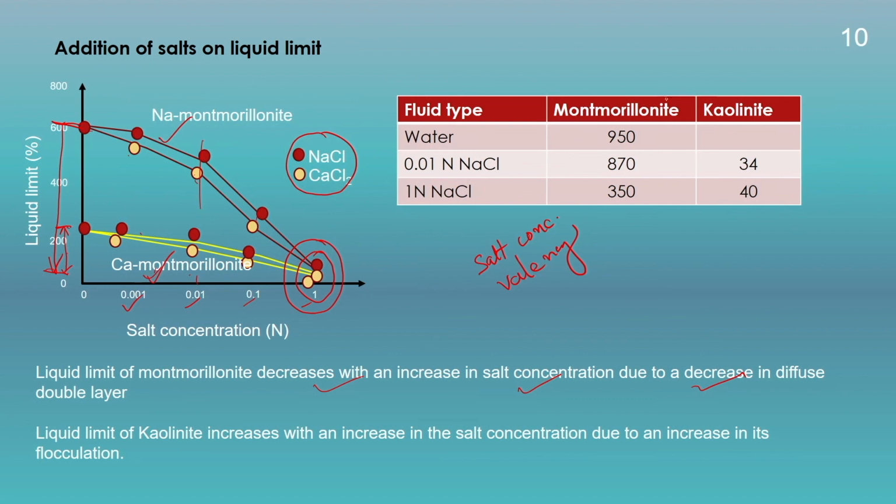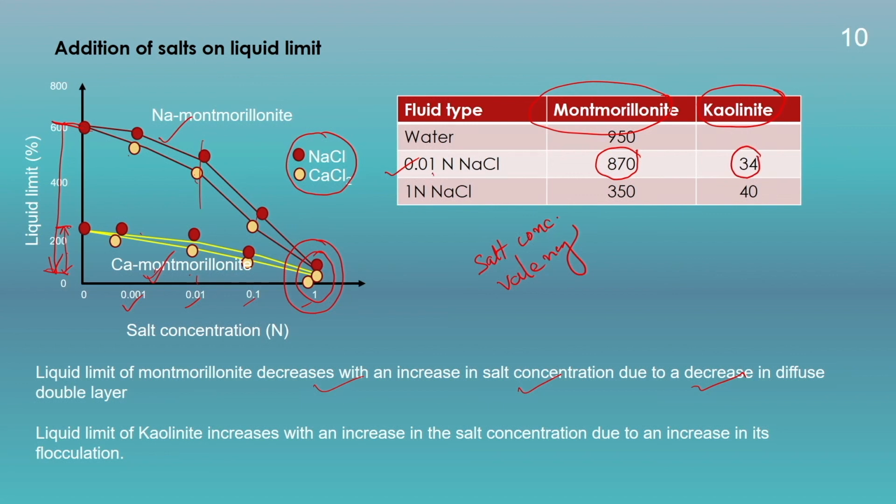Now, if we compare the liquid limit of montmorillonite and kaolinite for two different concentrations, here you can see for the same concentration, say for example 0.01 sodium chloride solution, the montmorillonite will have a liquid limit of 870 and kaolinite will have a liquid limit of 34.